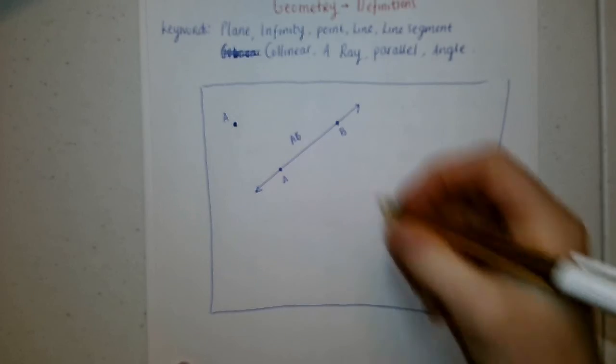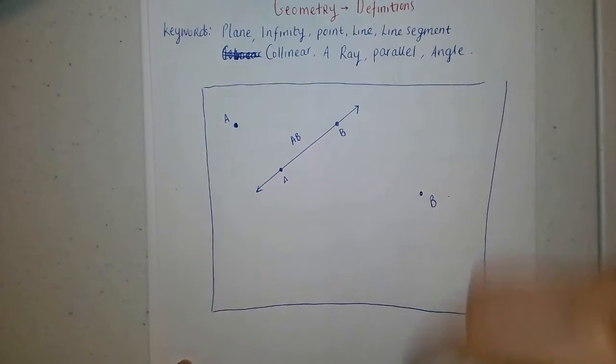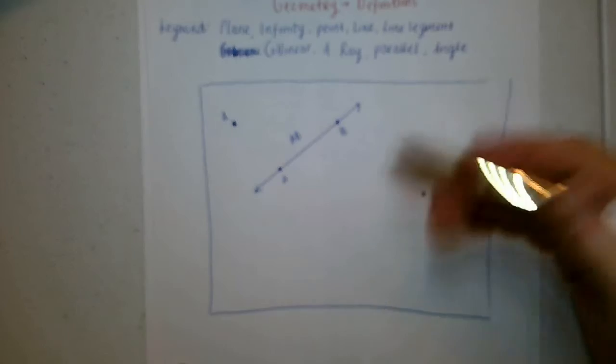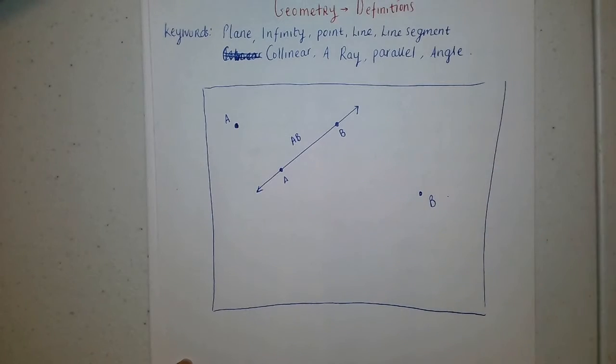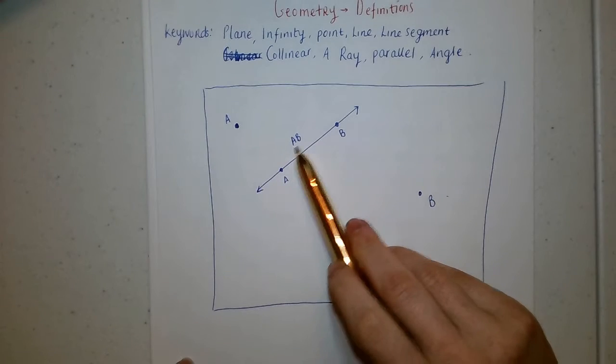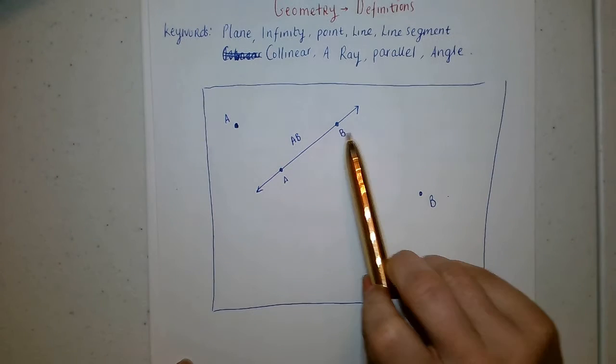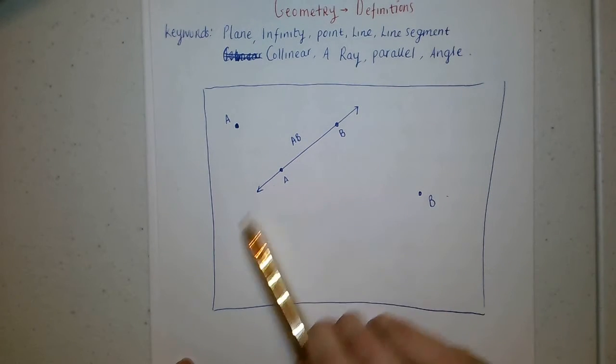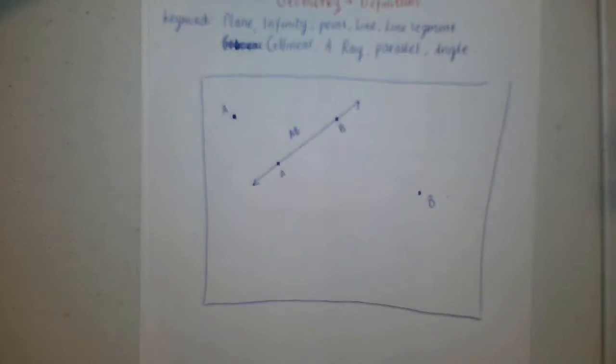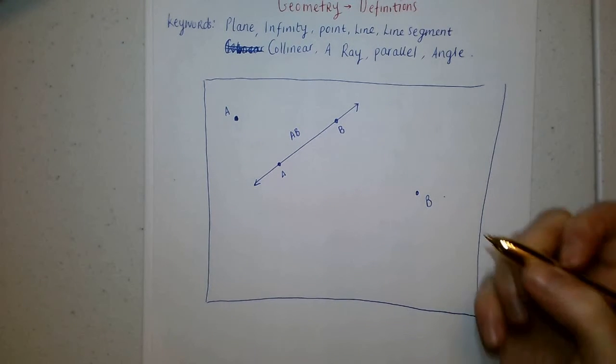Or you can use a little letter like L or M or Q or P or any letter to represent that line. Okay, but we've used the letters AB because it goes through the points A and B. Okay, and just note that a line continues in each direction forever. So it doesn't stop, it just goes through the points A and B.